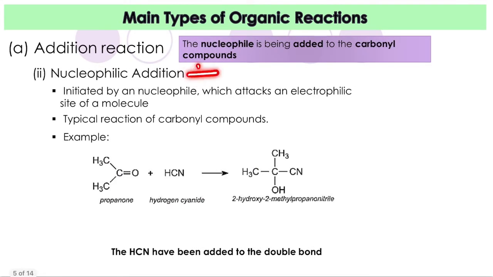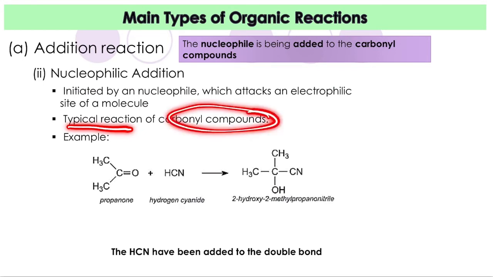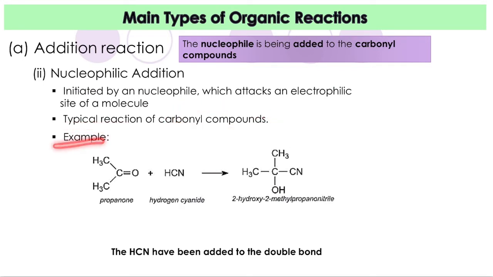Next, for nucleophilic addition reaction. In this reaction, the nucleophile will attack the electrophilic site of a molecule. So this is a typical reaction for carbonyl compounds. For an example, in this reaction, we have C double bond O there, in which C will become the electrophilic site because it has a lower electron density.